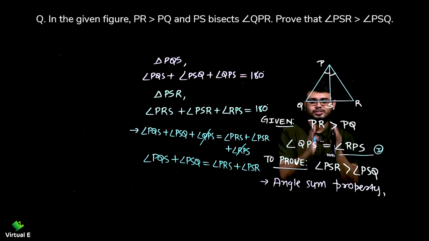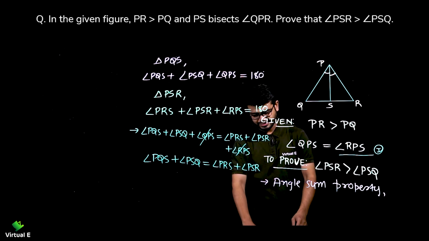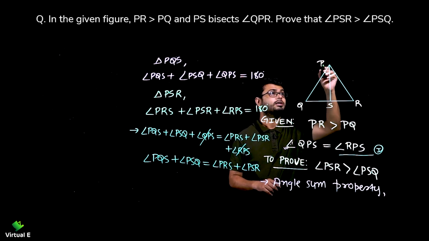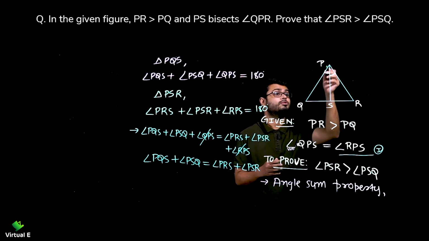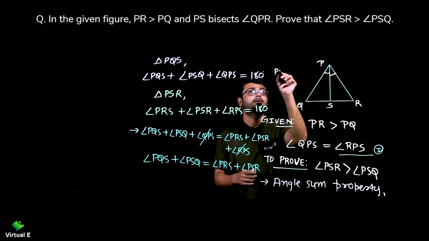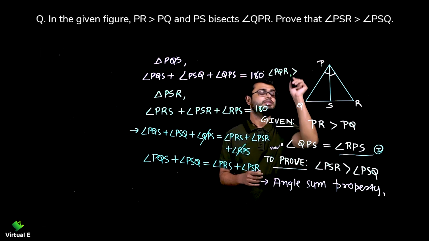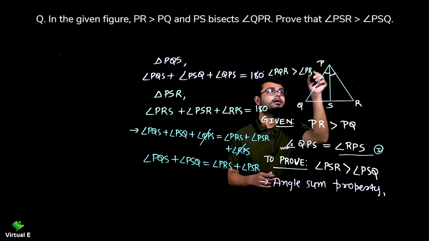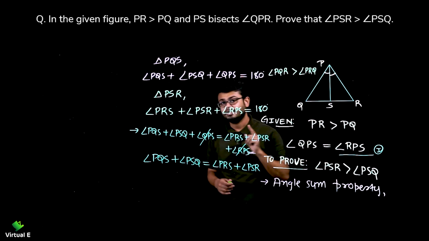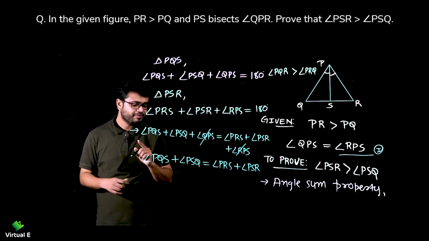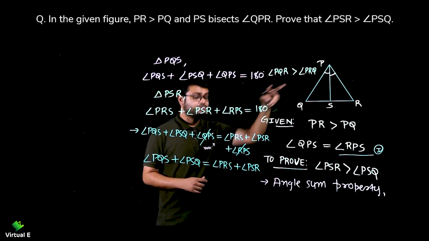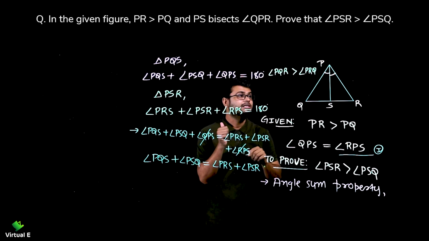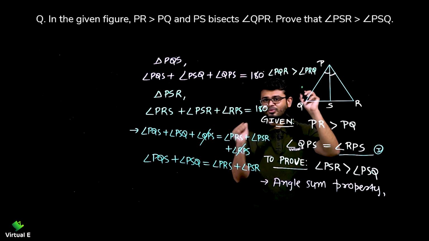Now let's use the second condition, PR greater than PQ. What is the angle opposite to PR? Angle PQR. And opposite to PQ is angle PRQ. So we can write angle PQR is greater than angle PRQ. This is the second condition. Now pay attention very well over here. Are we able to find these two angles in this relation? Think properly: PQR and PQS. It's confusing at a point, but both angles are the same.